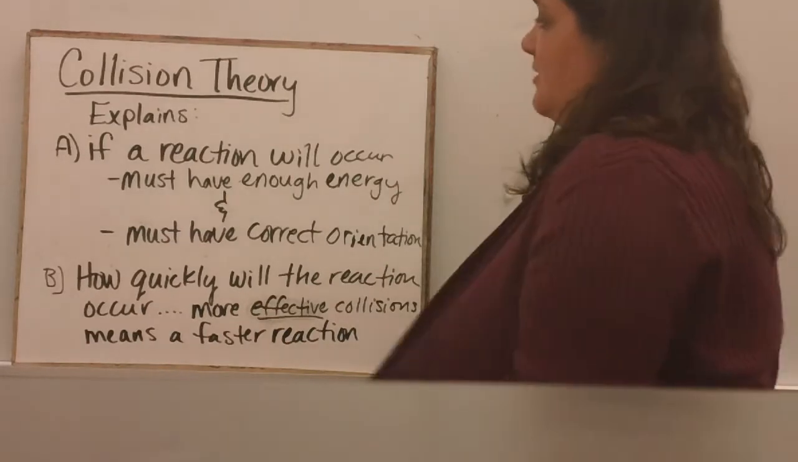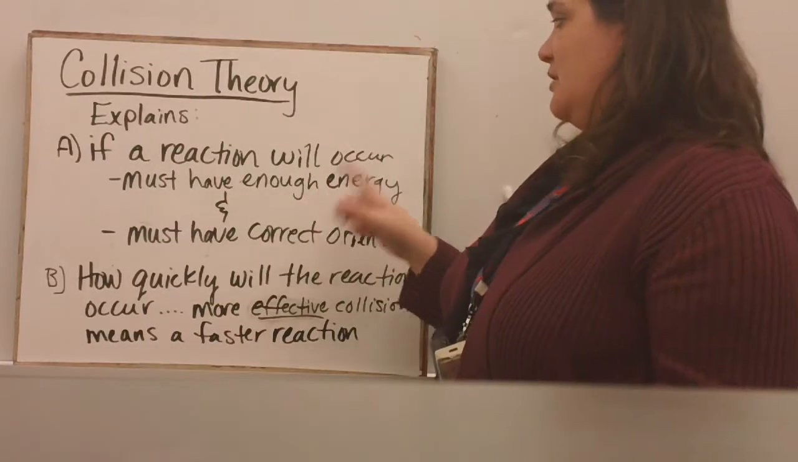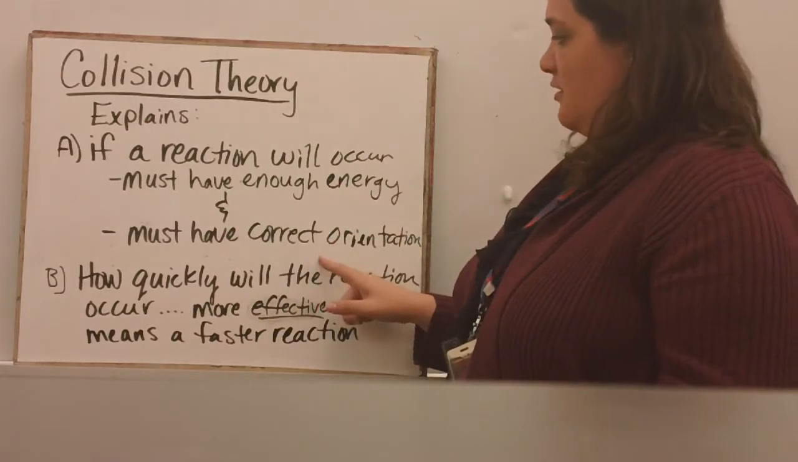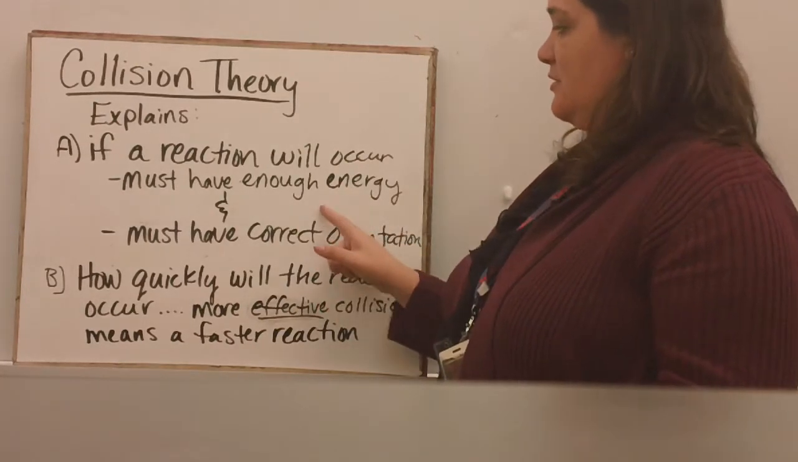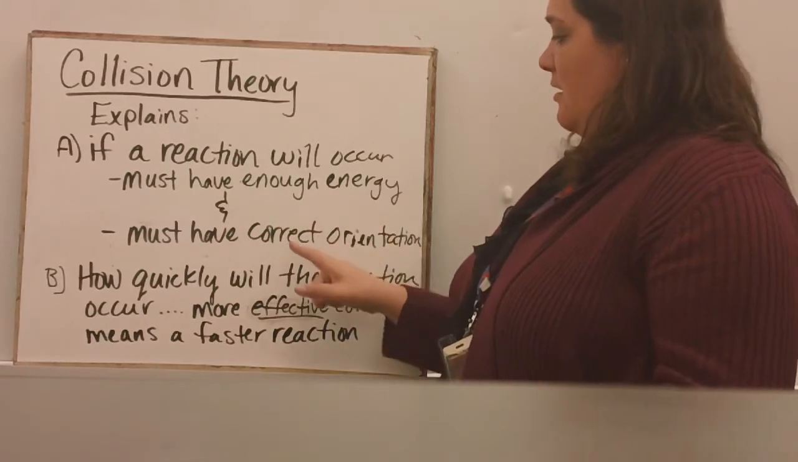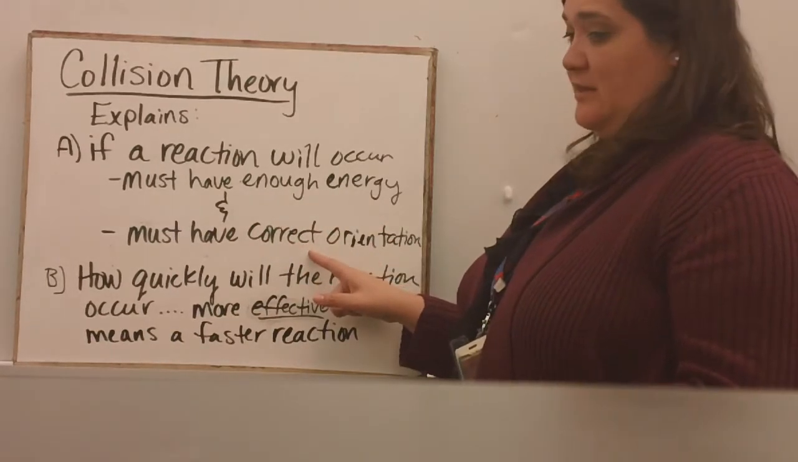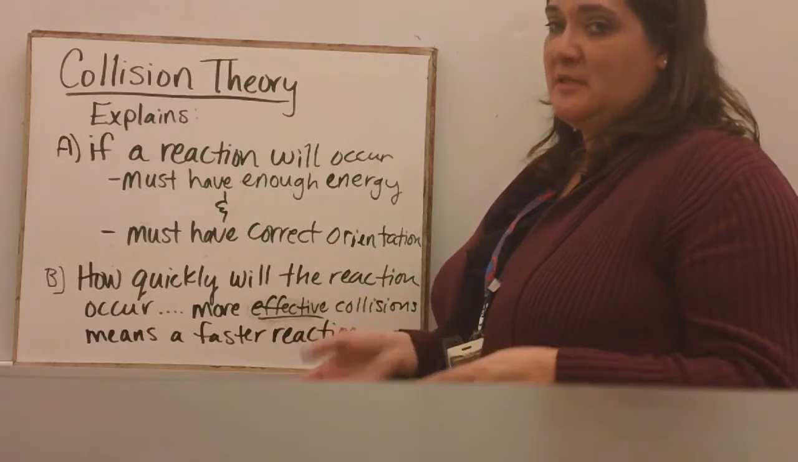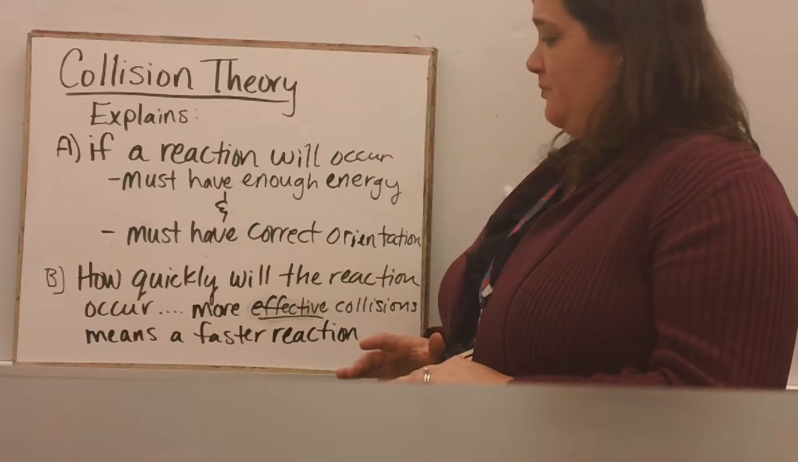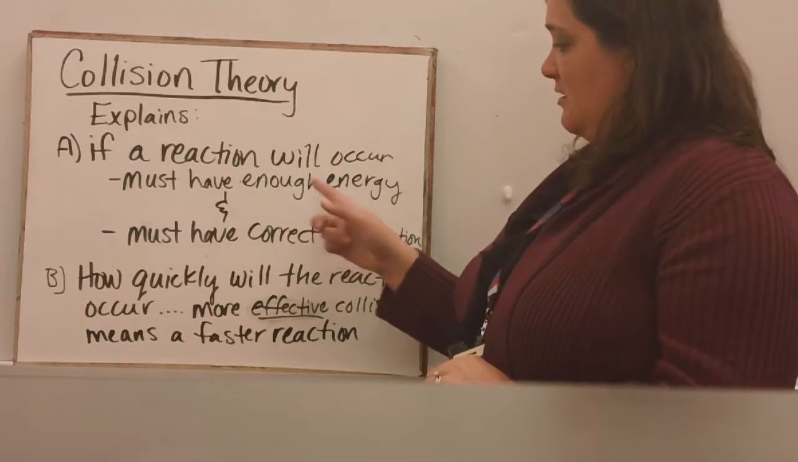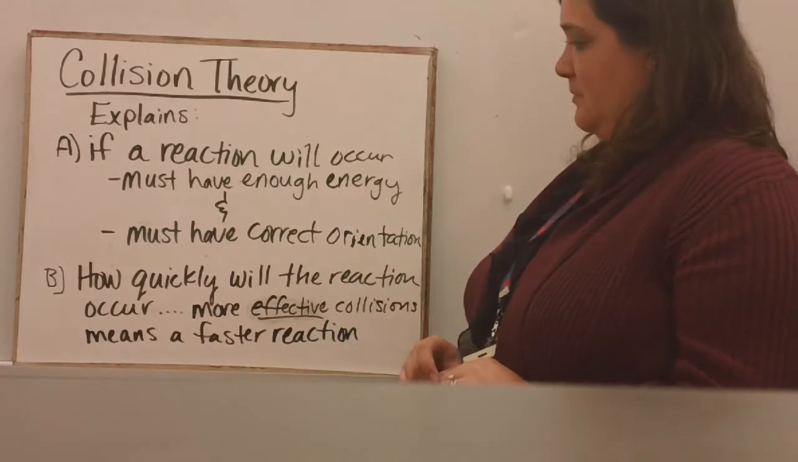Collision theory explains to us that if a reaction is going to occur, it must have enough energy and also the correct orientation. So the molecules, or the reactants, have to have enough energy, but they also have the correct orientation. And that's because in order for a reaction to occur, most of the time molecules must collide with each other in order to form new bonds. So they have to collide with enough energy and have the correct orientation.